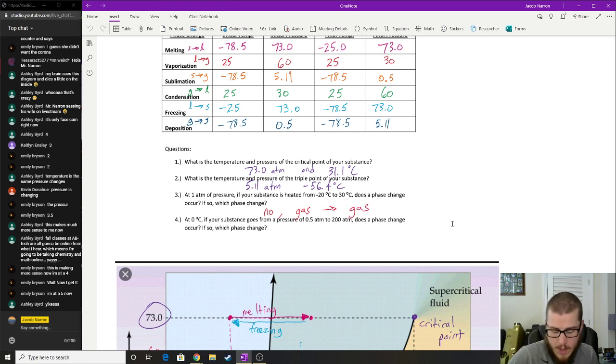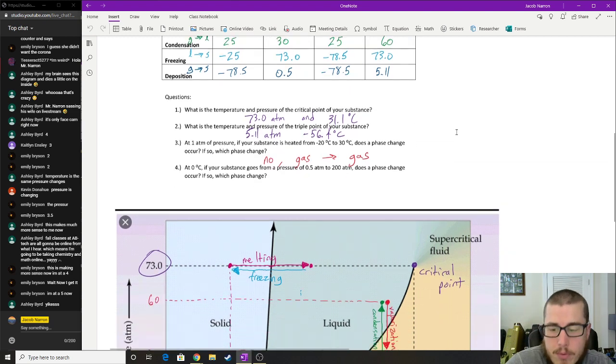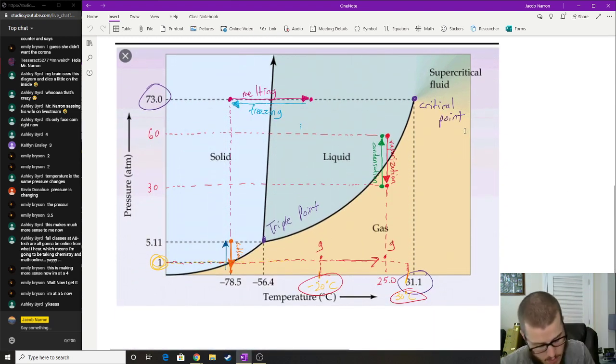Okay, number 4. At 0 degrees Celsius, if your substance goes from a pressure of 0.5 to 200, does a phase change occur? All right, so I have to find 0. I'm going to decide that this is 0 right in here. Sorry, this is so messy. Let's just decide this is 0 degrees Celsius right there. Somewhere on this dotted line, I'm going to have a question.